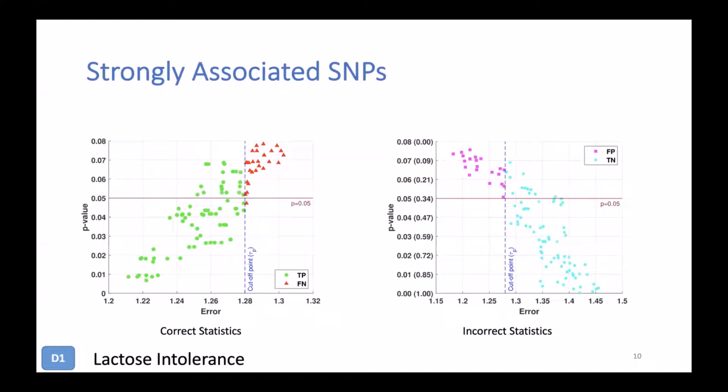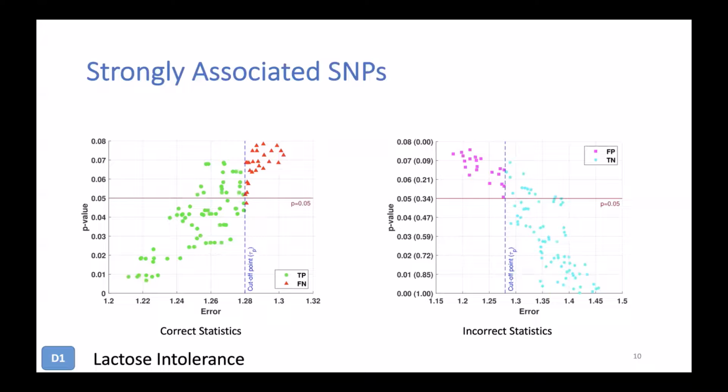The previous results do not consider the p-values of the returned statistics. In practice, the verifier is only interested in strongly associated SNPs with p-values smaller than 0.05. In the figure on the left, we show the error obtained by the verifier for 100 correctly computed p-values with respect to the cutoff point and their p-values for epsilon equal to 3. We observe that the verifier achieves a true positive rate of almost 1 for the strong associations.